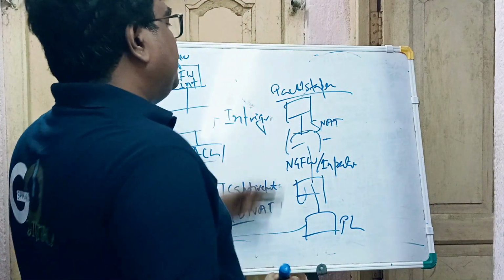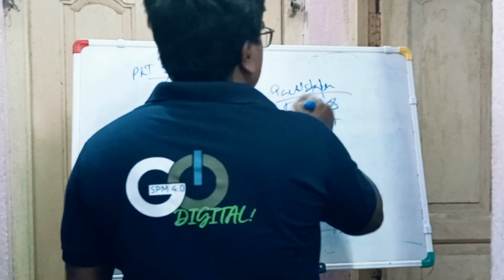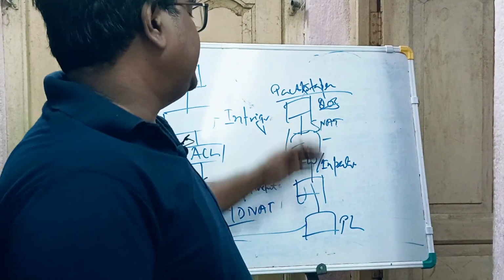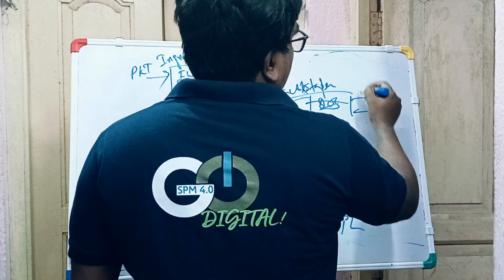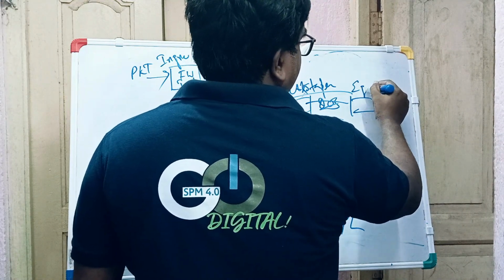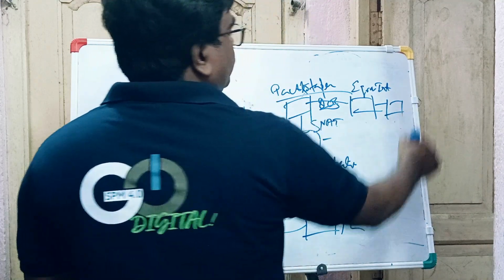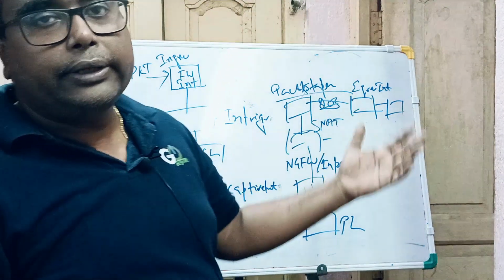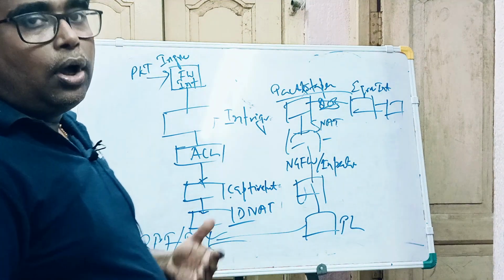On the packet shaper, it is also called QoS. So QoS is being checked. After the QoS is checked, the packet goes to the egress interface, and packet delivery happens through the egress interface. So this is the overall traffic flow of the firewall.